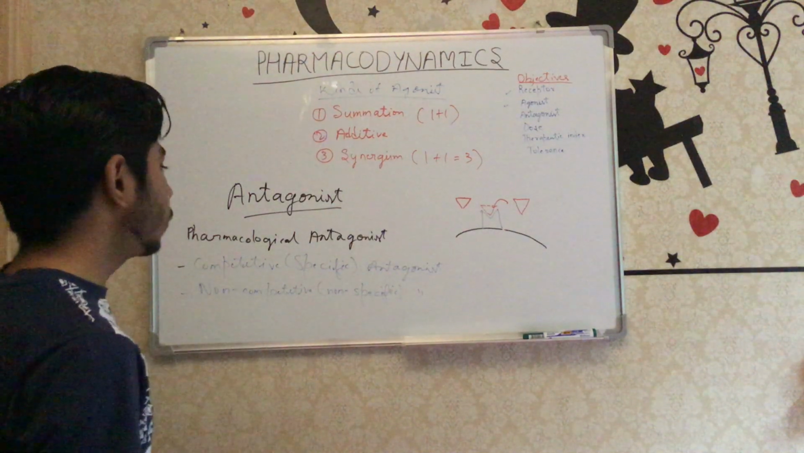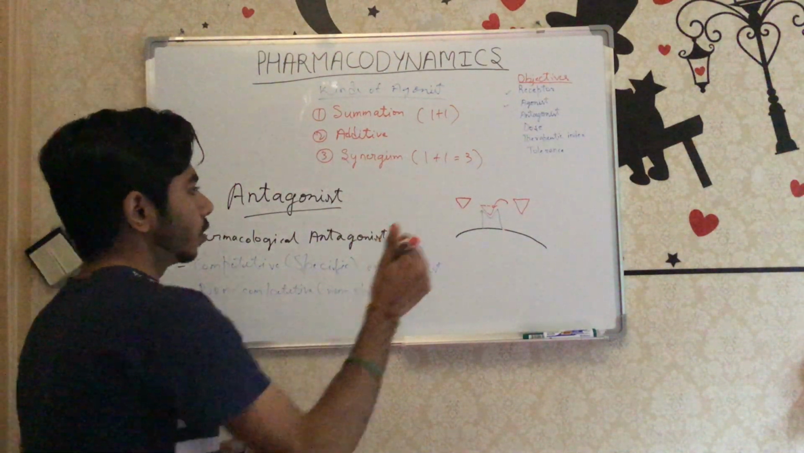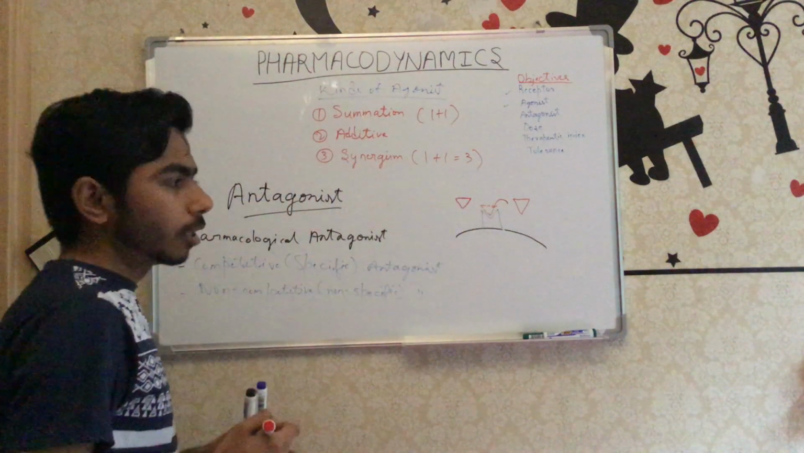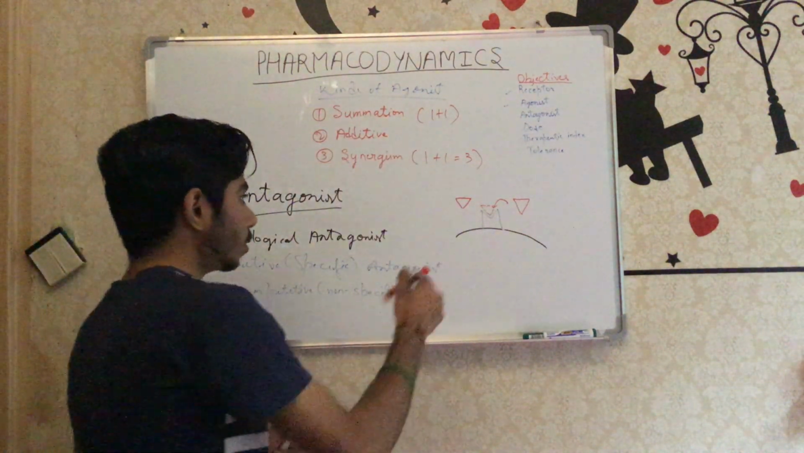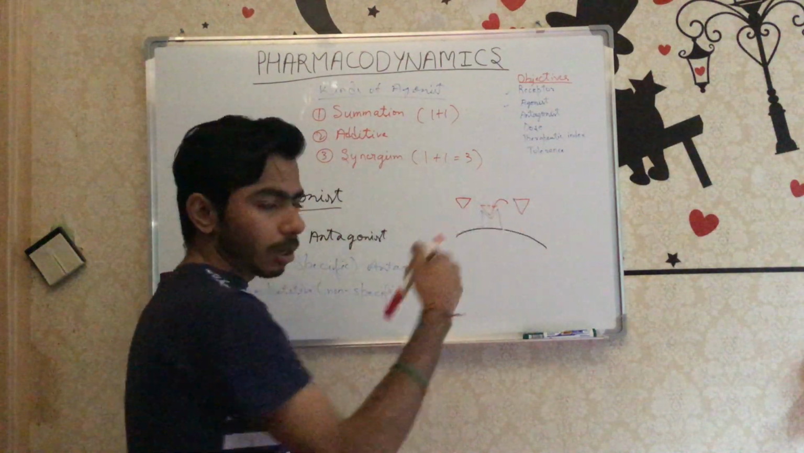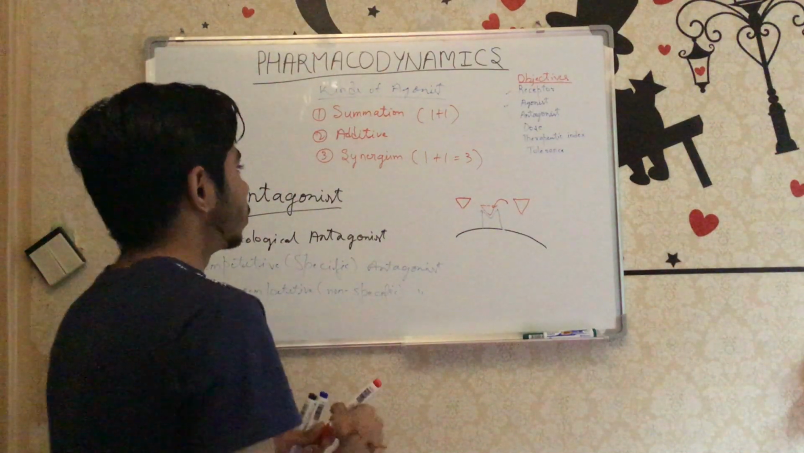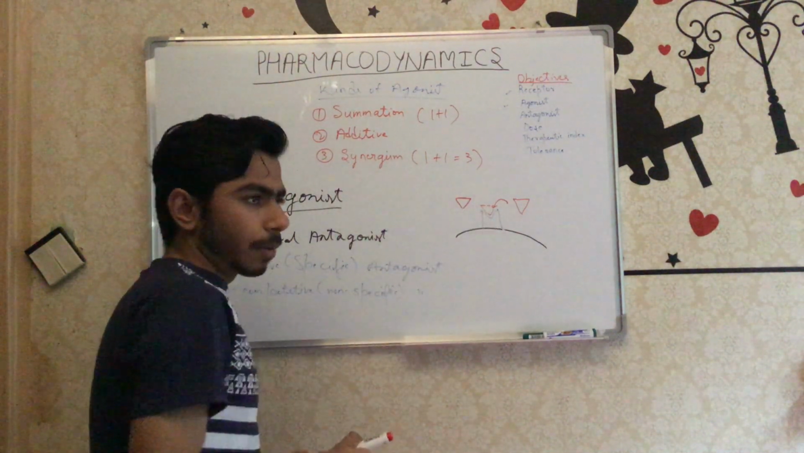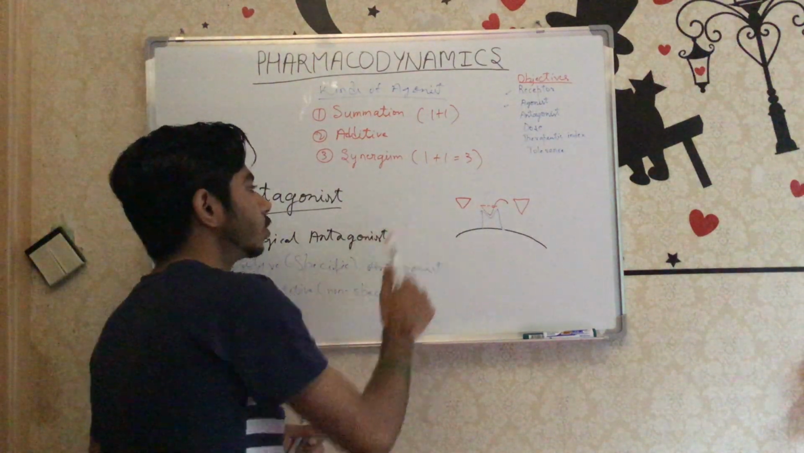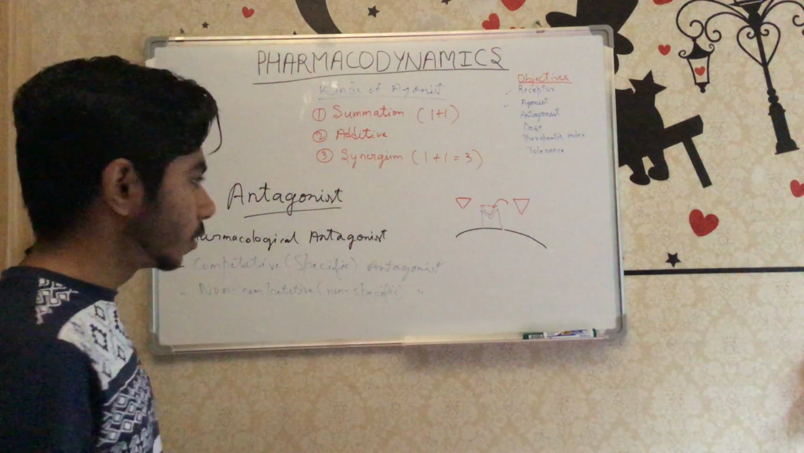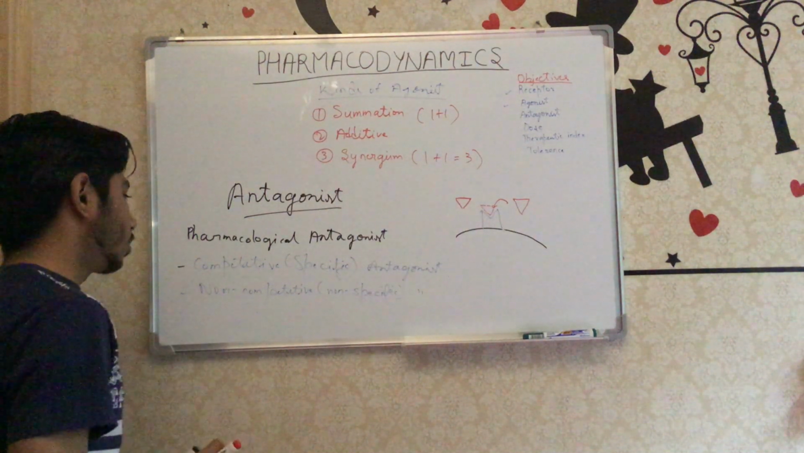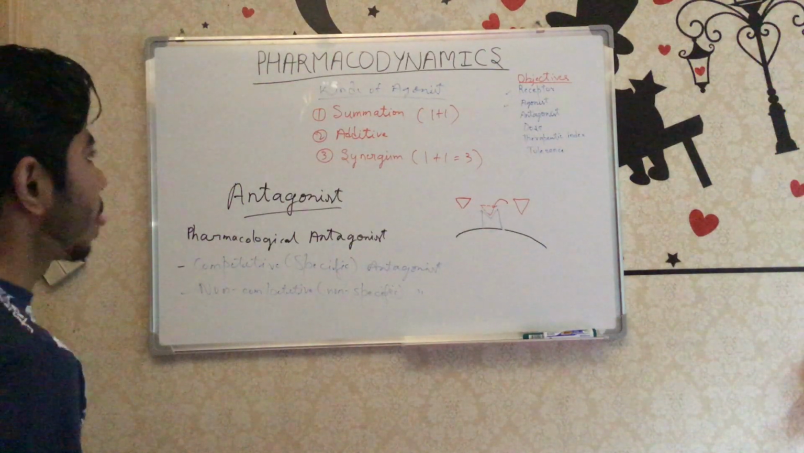While in non-competitive antagonist, whenever this antagonist binds to the receptor site, it won't disturb its position, and the agonist would not be able to bind to the receptor. It binds so strongly that if we increase the concentration of agonist, it won't help the patient. So these are the differences between competitive antagonist and non-competitive antagonist.